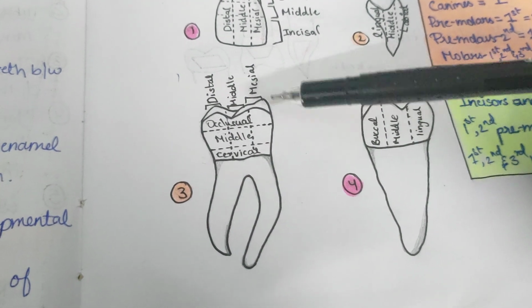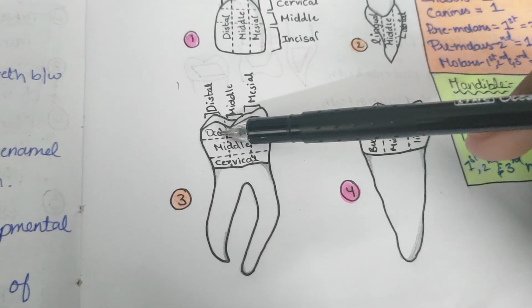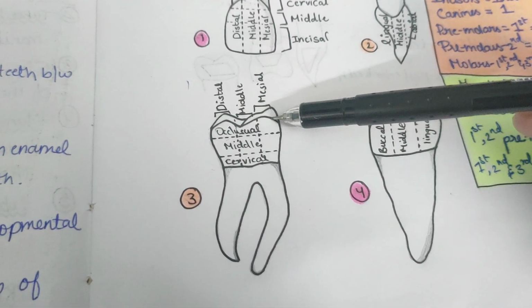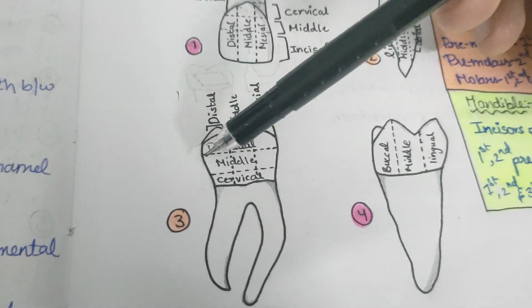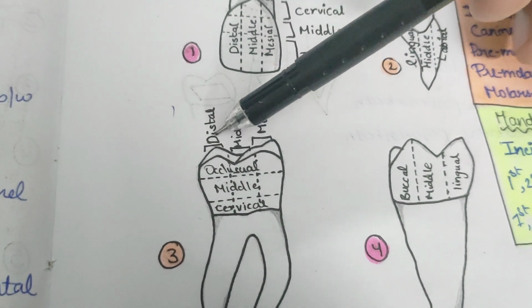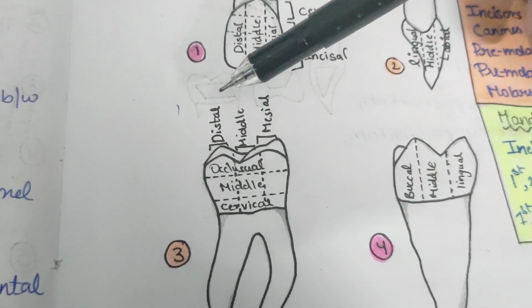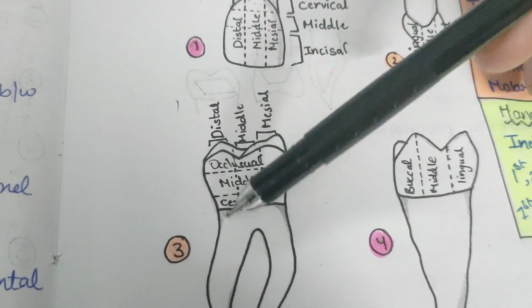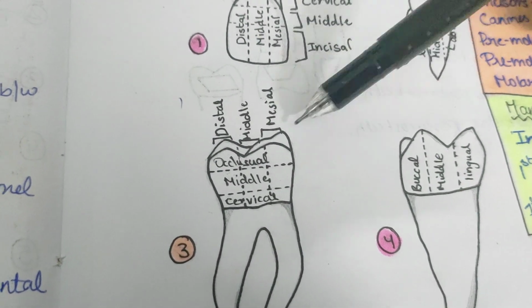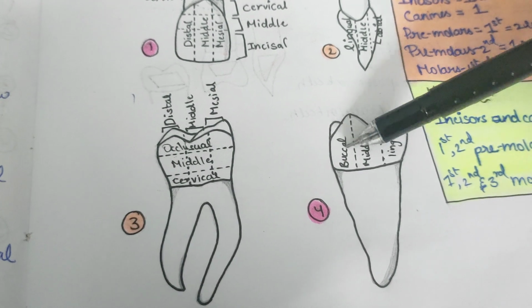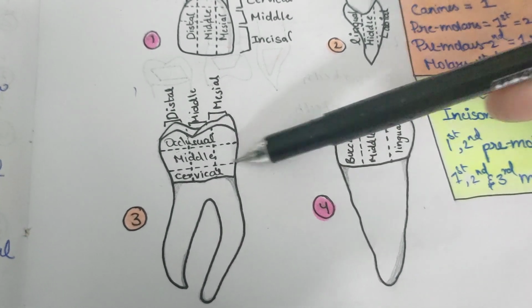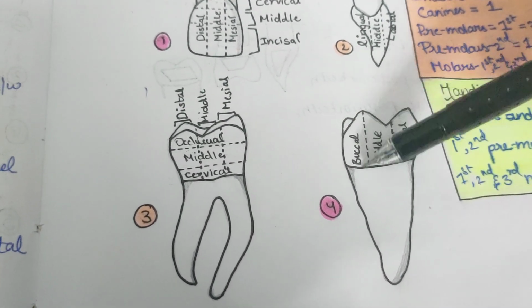Now here we have premolar. The first surface is occlusal, which is a grinding surface, then middle, then cervical. And if we see from here, the first surface is distal surface, that is away from the midline, then middle, then mesial, which is near to the midline.